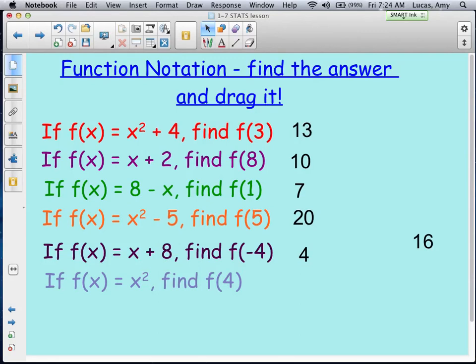And just to make sure, I'm going to do this last one, plug in 4, 4 squared is 16. You never want to just click and drag the last one because it helps you figure out if you've made a mistake.